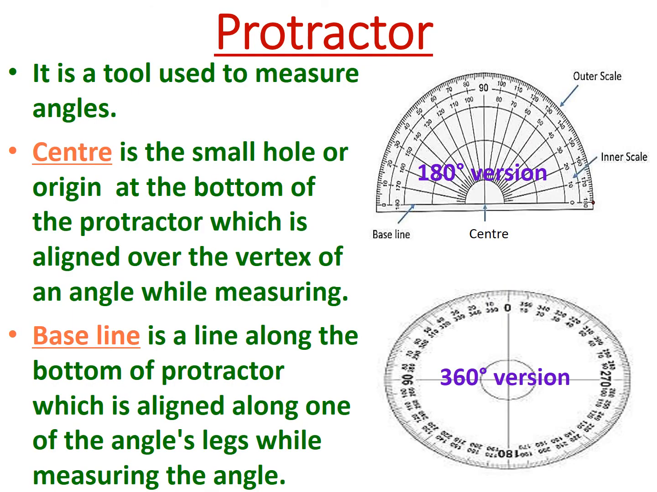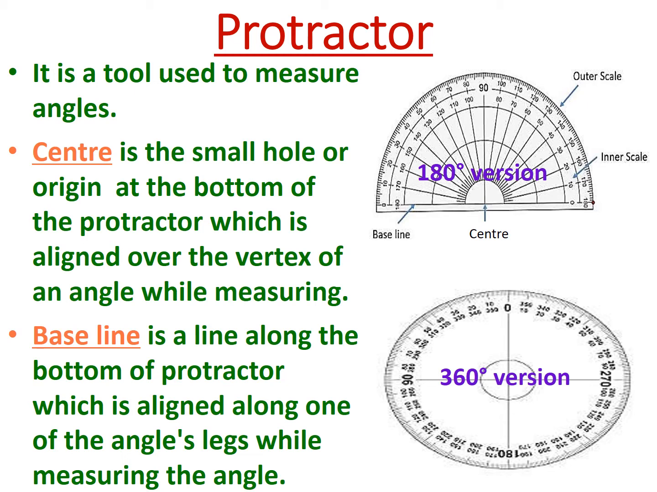Before starting with the topic, we should know about the protractor. A protractor is a transparent plastic tool designed to measure angles. They are usually the semicircular 180 degrees version, but are also available in a full circle 360 degrees version. We should know about the parts of a protractor.